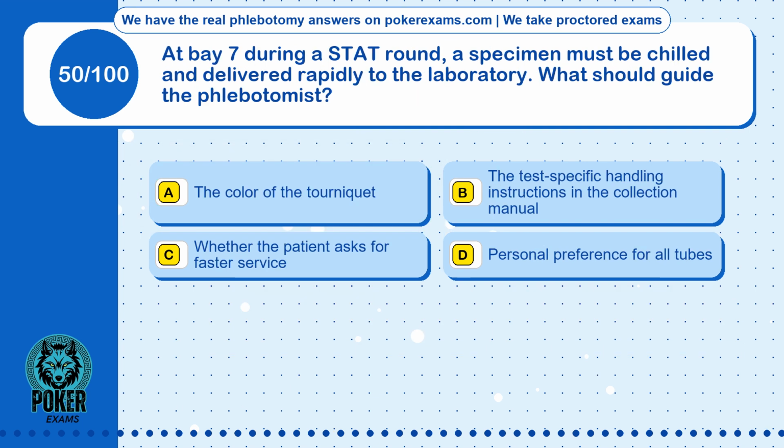Question 50. At Bay 7 during a stat round, a specimen must be chilled and delivered rapidly to the laboratory. What should guide the phlebotomist? Option A. The color of the tourniquet. Option B. The test-specific handling instructions in the collection manual. Option C. Whether the patient asks for faster service. Option D. Personal preference for all tubes.